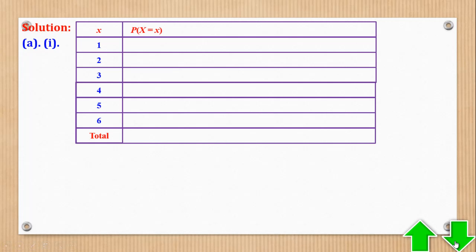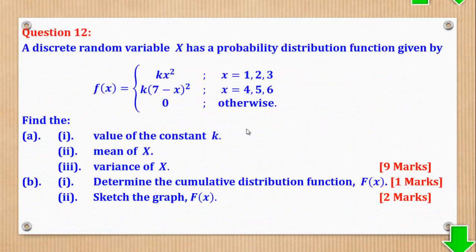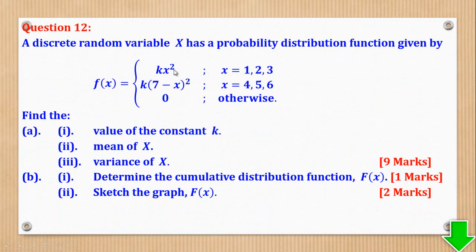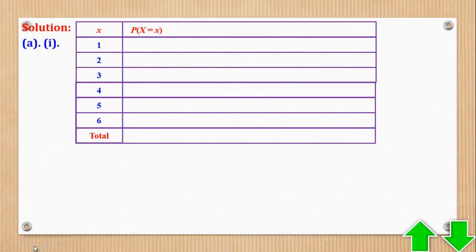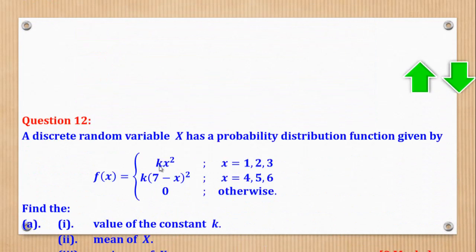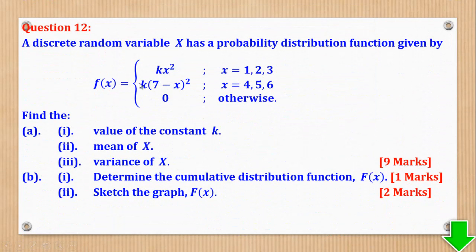Now probabilities, from 1 to 3, we shall use kx squared. So that means that 1 squared times k gives you k, which is here. 2 squared times k gives you 4k. 3 squared times k gives you 9k. Then for the other, 4, 5, 6, we use this expression k in brackets 7 minus x everything squared.